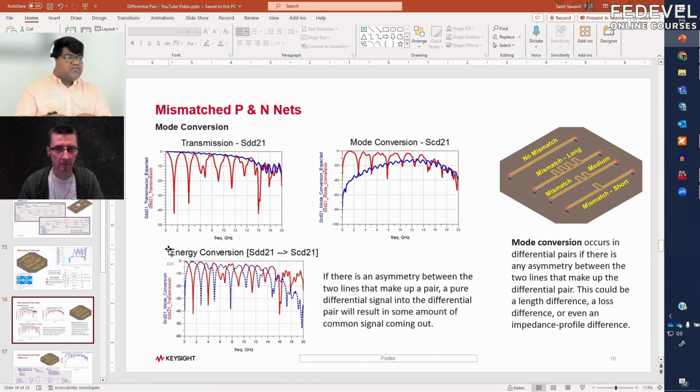So if there is a difference between that, it will reduce your eye height. Basically, in an ideal case, you'll see a nice open eye, but if you are having some skew, the eye will start collapsing. Based on the specification standard that you are designing this transmission line for, that specification document will tell you the maximum skew that you can allow between the P and the N line. If you violate that, it will collapse your eye, so the eye mask will not get passed. But if you are within that limit, you can do it.